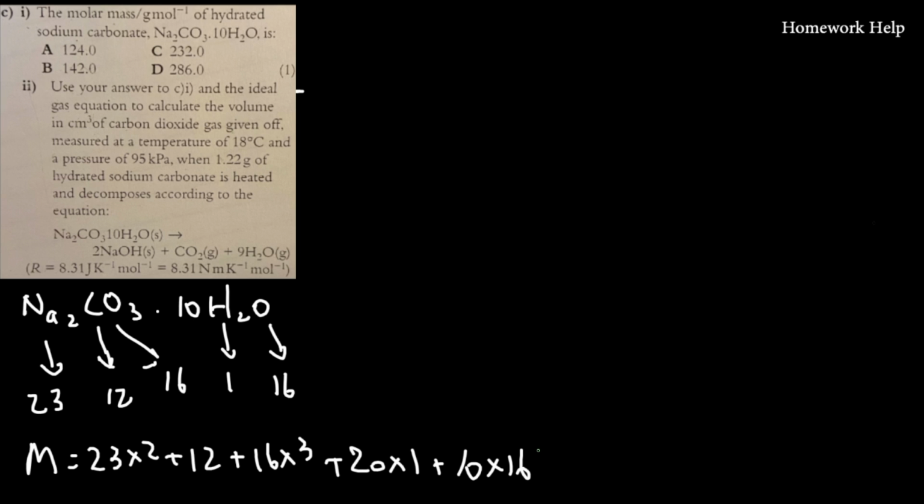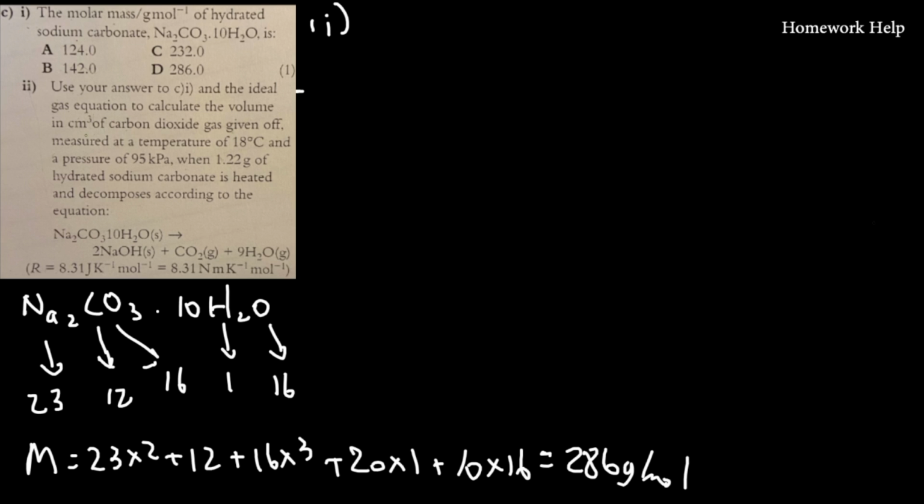Okay, so now for the next part, it's telling us that we have to figure out the volume of carbon dioxide given off. So centimeters cubed, it's the same as milliliters. Okay, so let's see. So we need the ideal gas equation. So this is PV equals nRT.